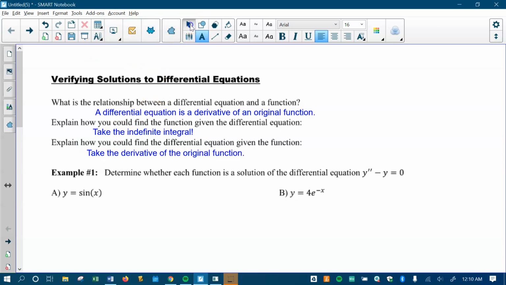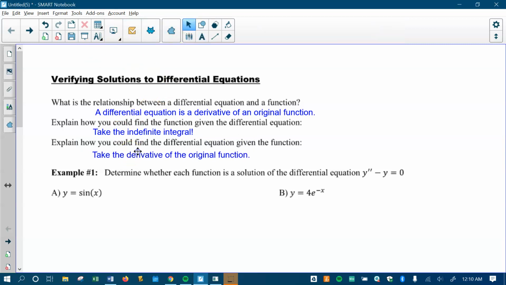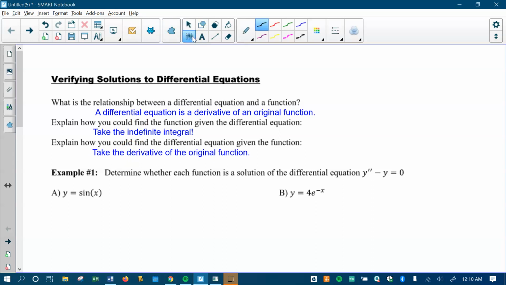Okay, so we have all three answers here. Fascinating, I know. Riveting, one might say. So now let's get to the problem here.